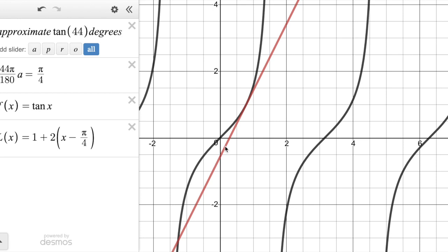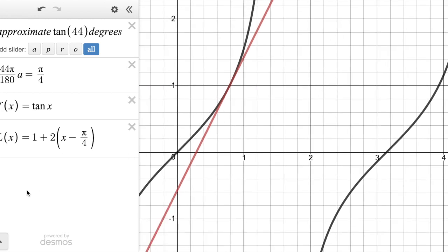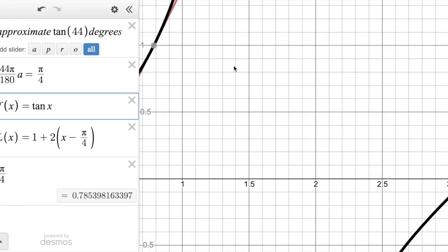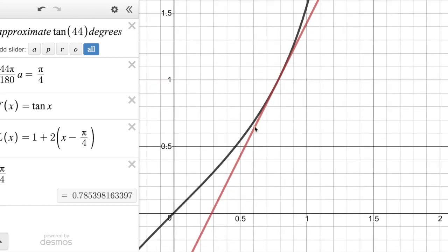Okay, so pi over 4 is right in here, right? Let's do a decimal approximation for pi over 4 so that we're all on the same page. It's about 0.78, so right in here. It's very close right in here. So that's where it is. This is where my tangent line is, and when I zoom in, I can see that really, really close here.